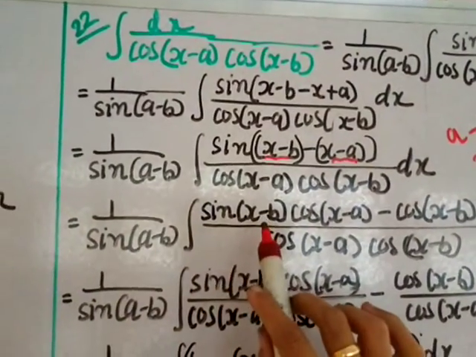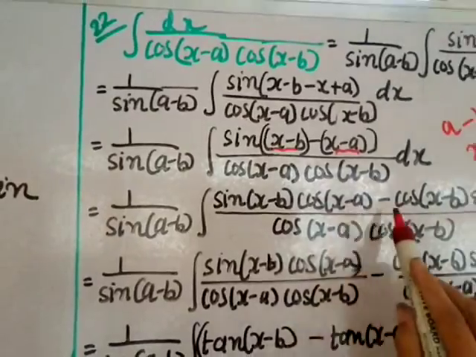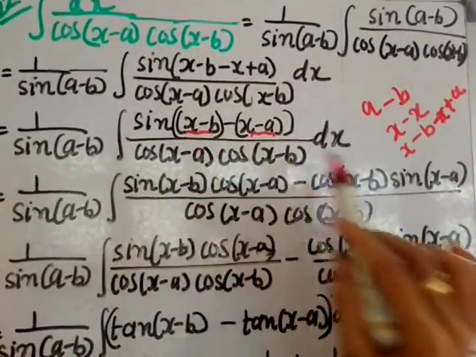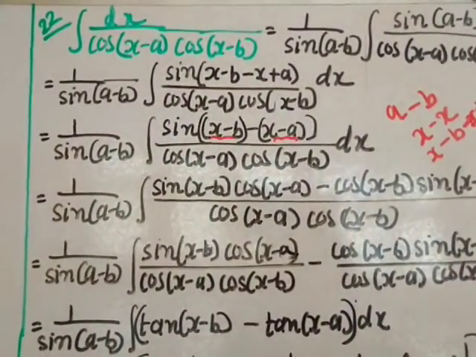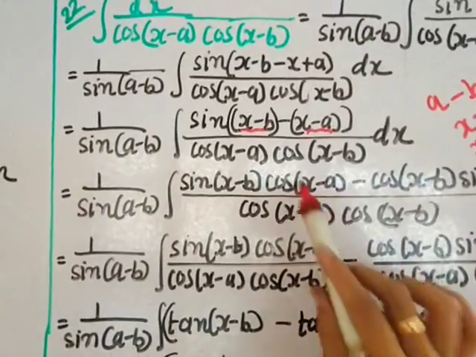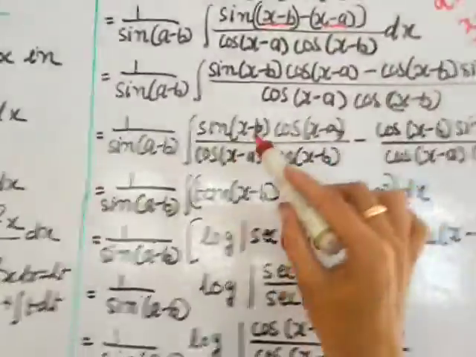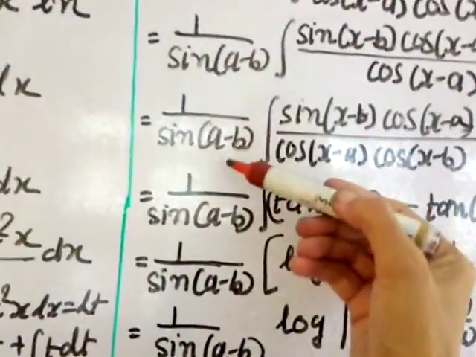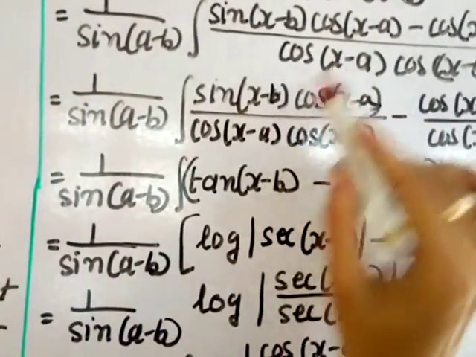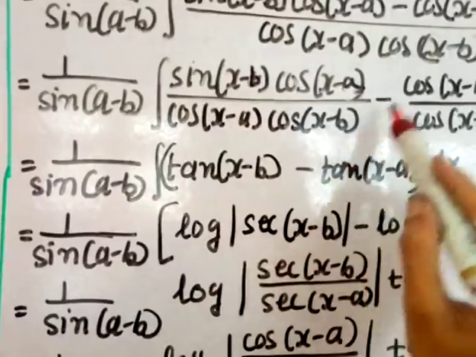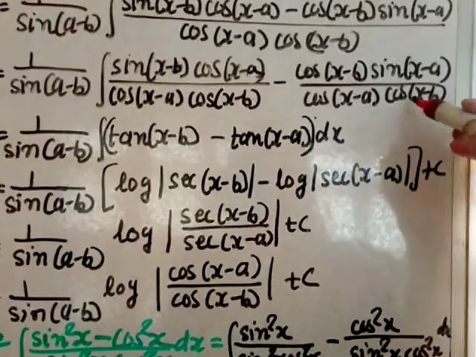So see, sin x cos y, so sin(x minus b) cos(x minus a), minus now cos x, that is cos(x minus b) sin(x minus a). I have written that formula, and the denominator I am bringing just as it is. Now I'll divide the numerator by this and by this, giving both the numerator and the denominator. So I give here 1 by sin(a minus x), bring as it is down. So here integral sin(x minus b) cos(x minus a), and this I divide by cos(x minus a) cos(x minus b), minus here also cos(x minus b) sin(x minus a) over cos(x minus a) cos(x minus b).